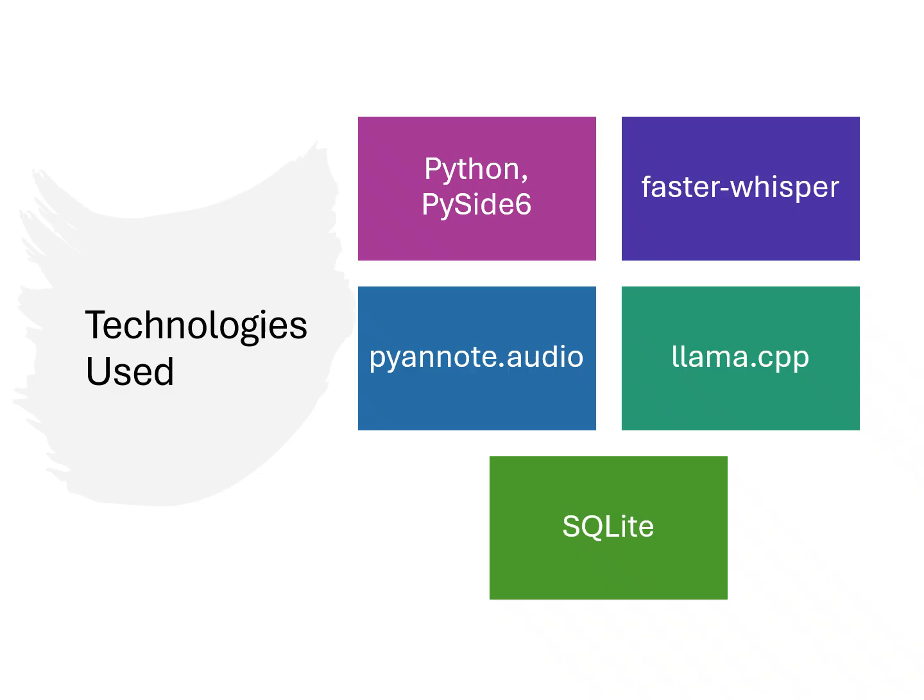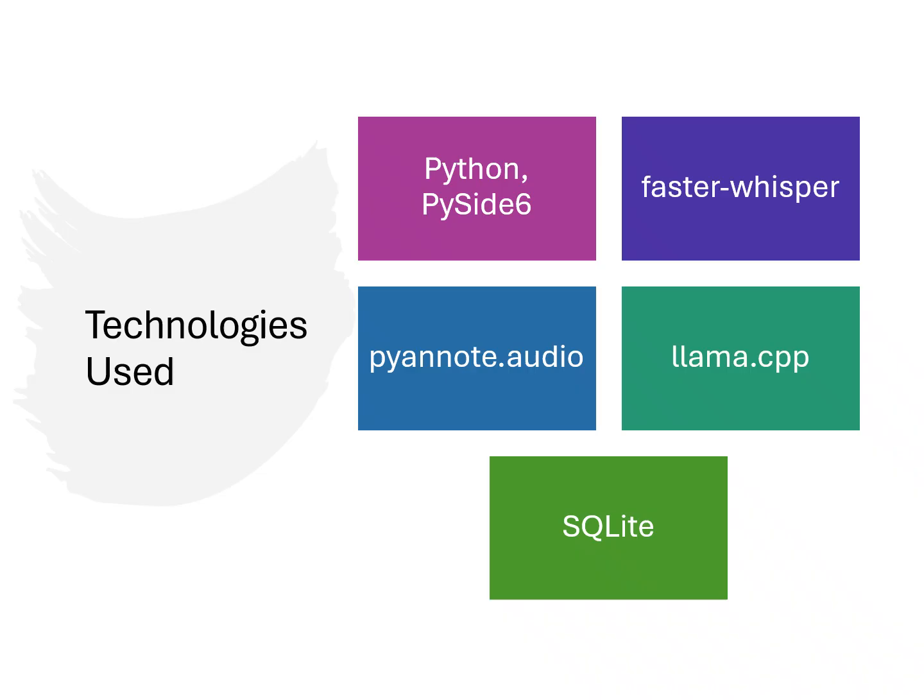For speech-to-text transcription, we used Faster Whisper, which is an optimized implementation of OpenAI's Whisper model. This helps improve transcription speed and efficiency while maintaining strong accuracy. Another important technology is pyannote.audio, which we used for speaker diarization. This allows the system to identify and separate multiple speakers within a recording.